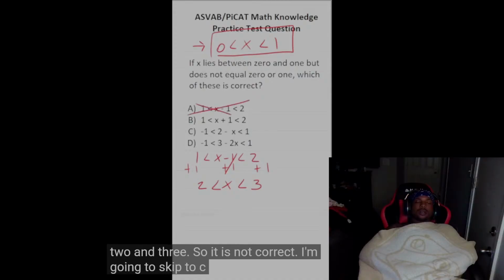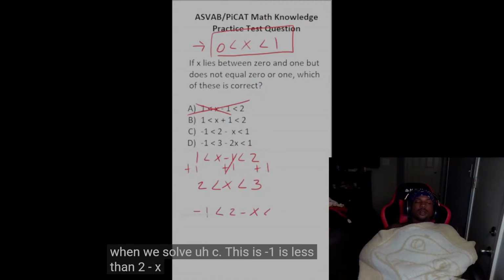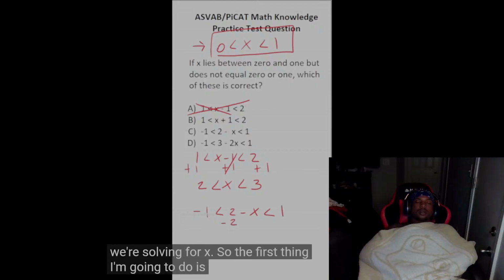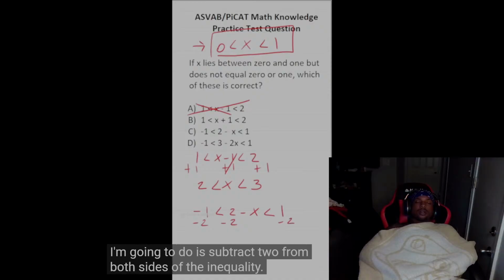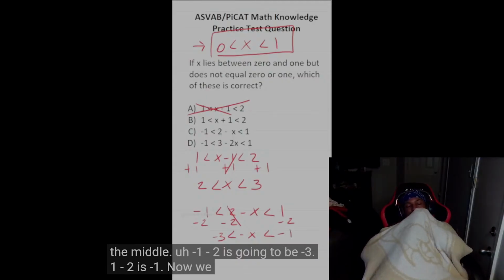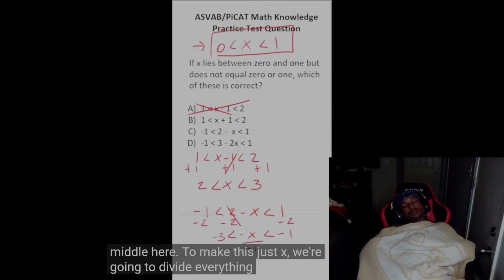I'm going to skip to C to see what we get when we solve C. This is negative 1 is less than 2 minus x, which is less than 1. Again, we're solving for x, so the first thing I'm going to do is subtract 2 from both sides of the inequality. In doing so, this crosses out, leaving us with negative x in the middle. Negative 1 minus 2 is going to be negative 3. 1 minus 2 is negative 1. Now we have negative x in the middle here. To make this just x, we're going to divide everything by negative 1, of course.